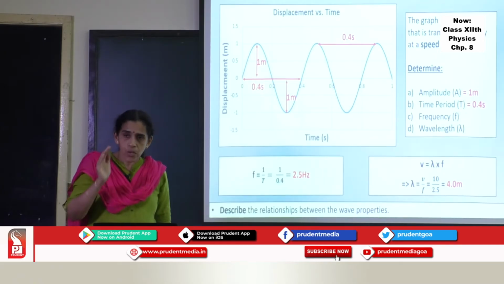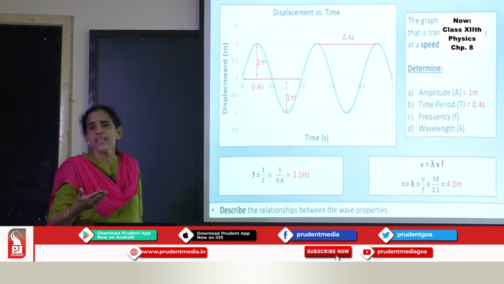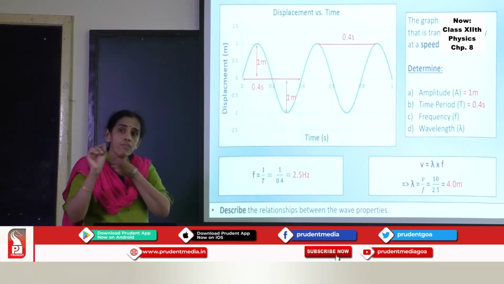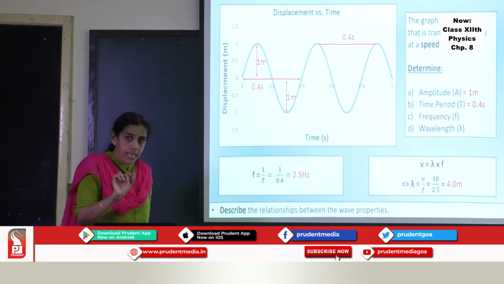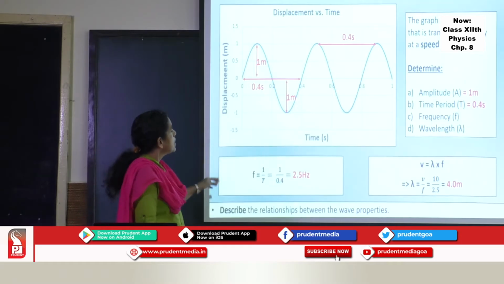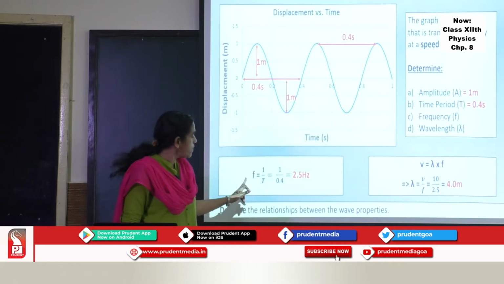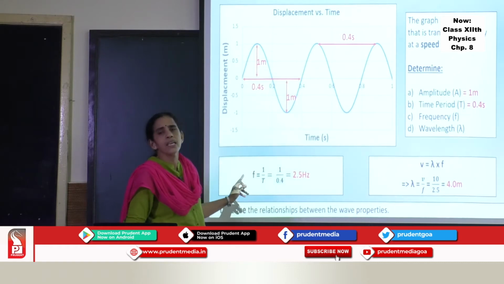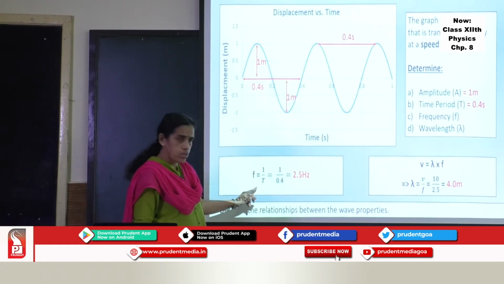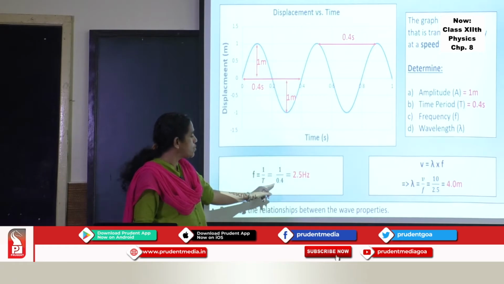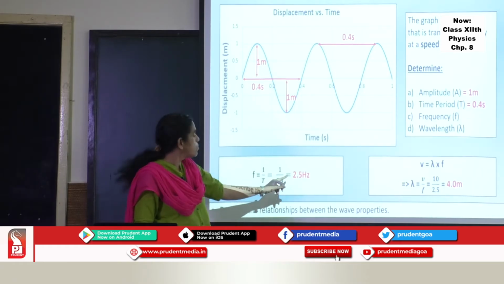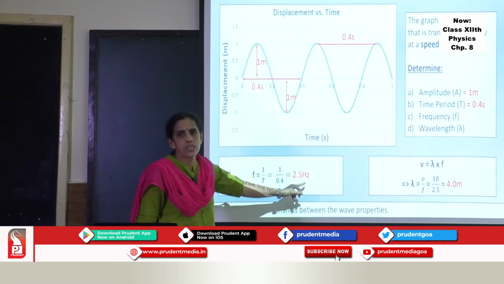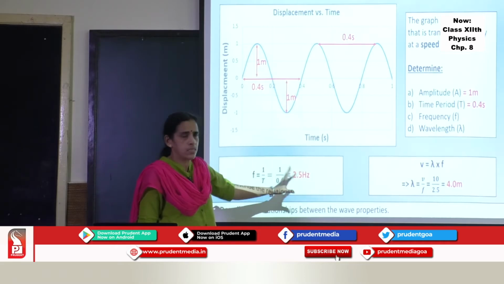Therefore, frequency can also be defined as the number of waves produced in 1 second, which is also given by 1 upon T. Sometimes we use other letters, nu and so on, which is coming in the other slide. So 1 upon 0.4 is 2.5 hertz. The unit of frequency is hertz.